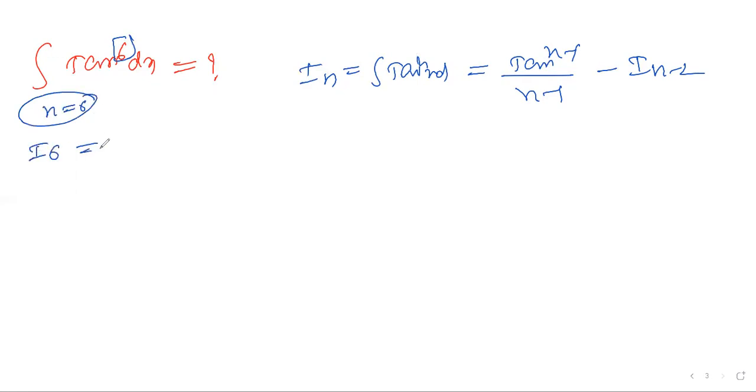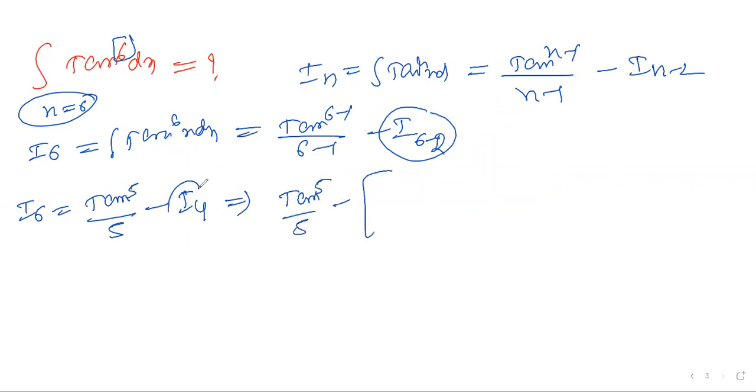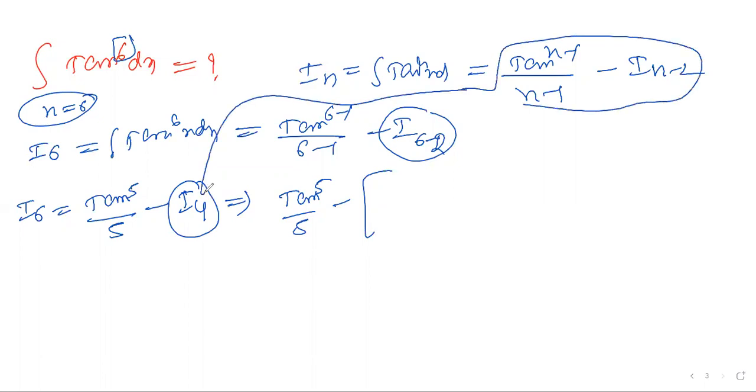Substitute: I_6, the integration of tan power 6 x dx, is equal to, substituting in the formula, tan power 6 minus 1 by 6 minus 1 minus I_6 minus 2, nothing but I_4. So I_6 is equal to tan power 5 x by 5 minus I_4. Now you need to extend I_4. Substitute the same formula for I_4 once again: tan power 4 minus 1 by 4 minus 1 minus I_4 minus 2. Sorry, 4 minus 2. This is clear.